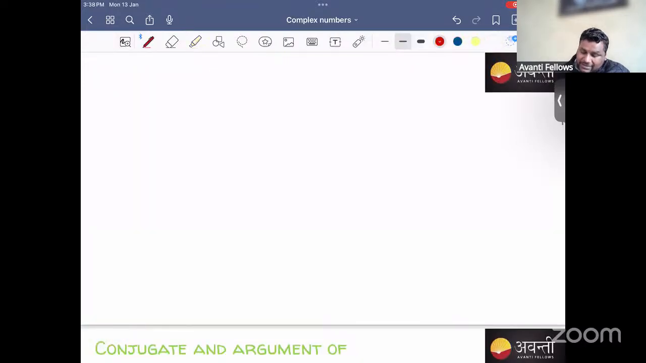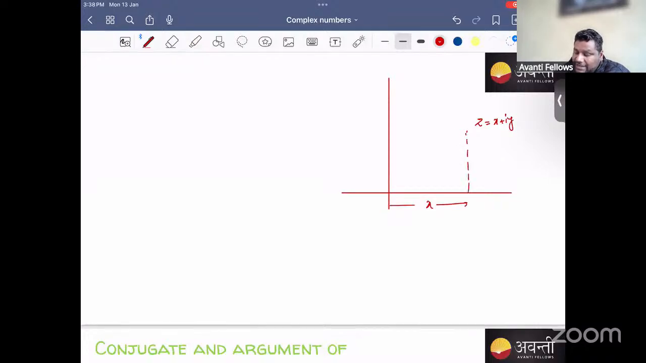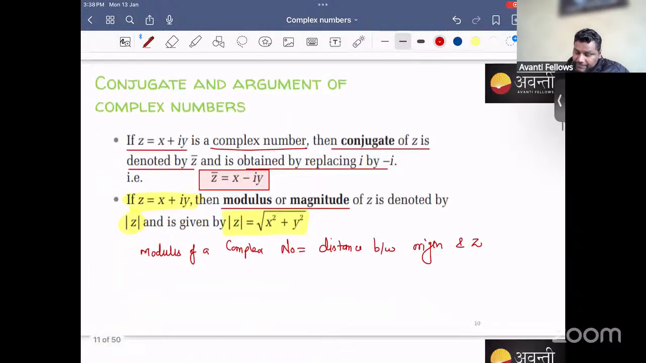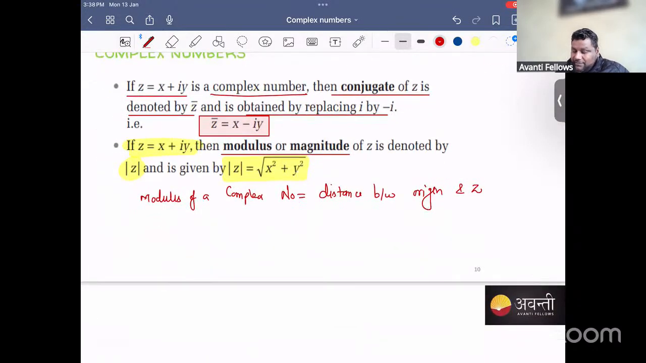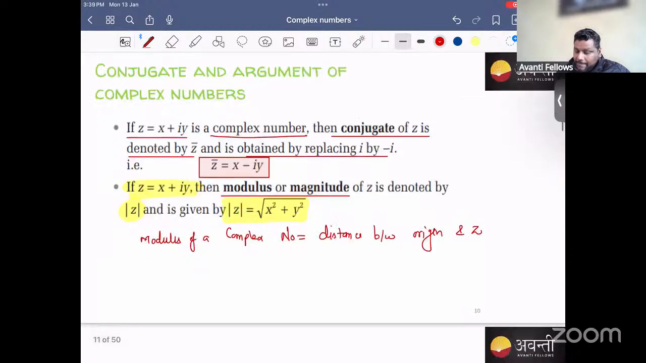You can see it here. If there is a complex number z that is x plus iota y, to reach it you move distance x along the x-axis and distance y along the y-axis. Then what will be this distance? This will be under root of x square plus y square, and that is the distance between the complex number and origin. So modulus of a complex number is the distance between origin and z, that is under root of x square plus y square. Okay.